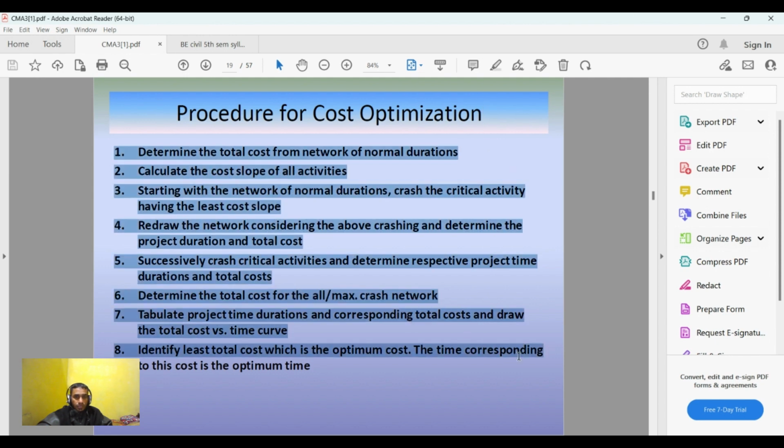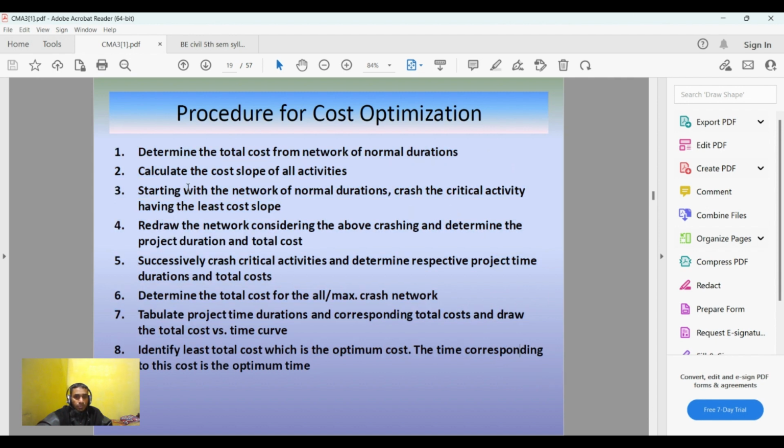Okay, procedure for cost optimization. This is the procedure you follow in order to work out the numerical problem for crash cost. In the numerical problem we need to find out the optimum time, the crash time, and the crash cost, or the optimum cost, in fact. The procedure starts with first determining the total cost from the network of normal durations and calculating the cost slope for all activities. Sometimes you might already have the cost slope in the problem, when you have that particular table which shows the normal time, crash time, crash cost, normal cost, etc.